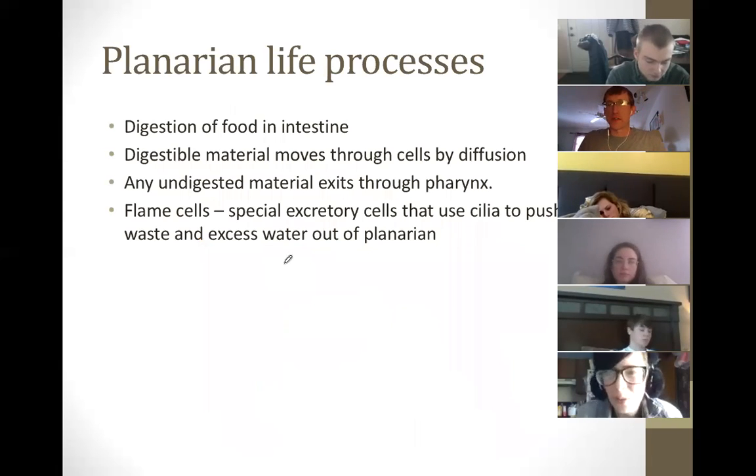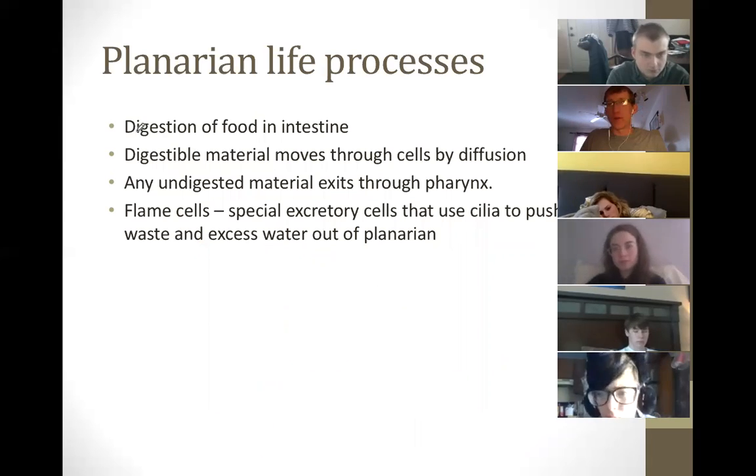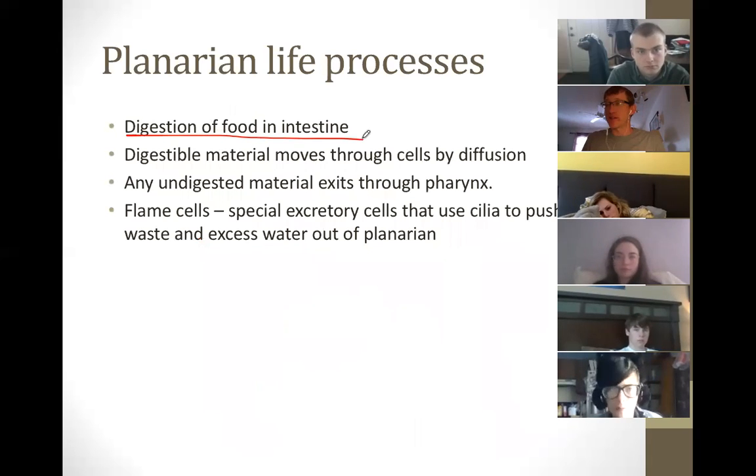So some more pretty common sense stuff. Flatworms digest their food in their intestine. No duh. I hope you know that. So do worms. So do fish. So do birds. So do humans. So do elephants. So do dogs. Like, that's what intestines do.